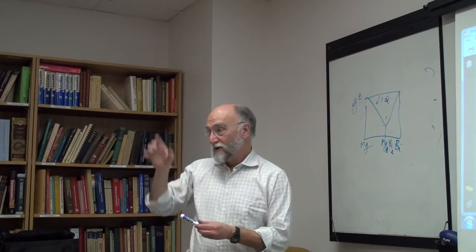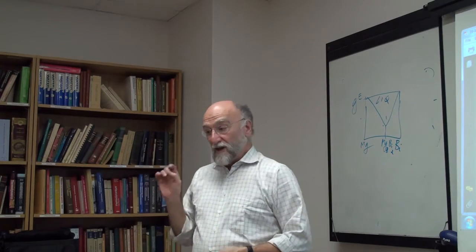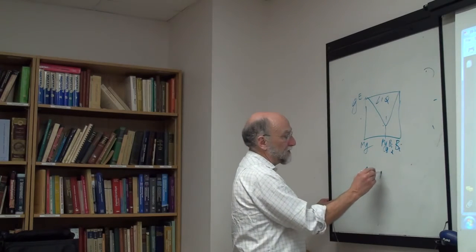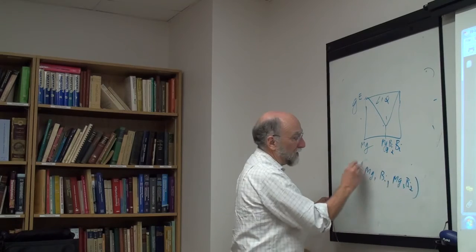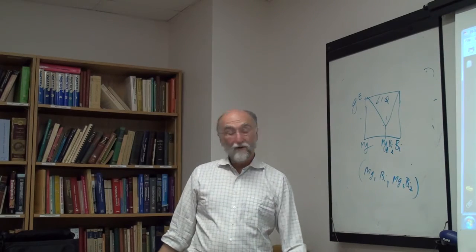Mg3Bi2 is your ordered composition. You can treat this using an associate model. In the associate model, you would have magnesium, bismuth, and Mg3Bi2 all randomly mixing on one sublattice, the standard associate model, which you know why I don't like.